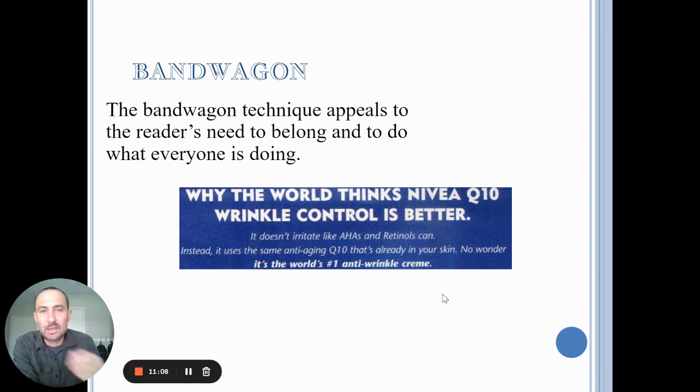So why the world thinks Nivea wrinkle control is better, right? They're talking about this cream, this rejuvenating cream. I obviously need some. We lost an hour for time change, but that's okay.